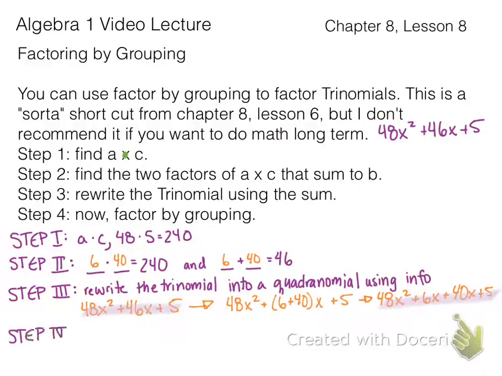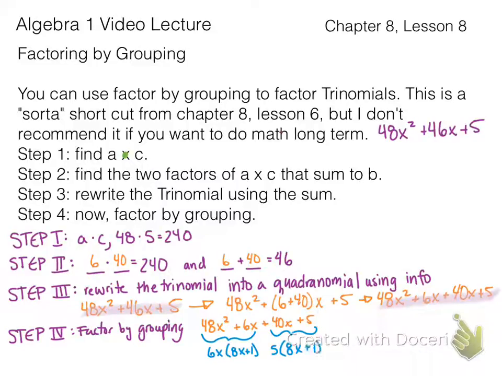So step 4 is to factor by grouping. I'm going to run out of space eventually, but it'll just get really tiny. So now we have 48x squared plus 6x plus 40x plus 5. Factor by grouping, and hey, look at that. I've got a repeat term, 8x plus 1 and 8x plus 1.